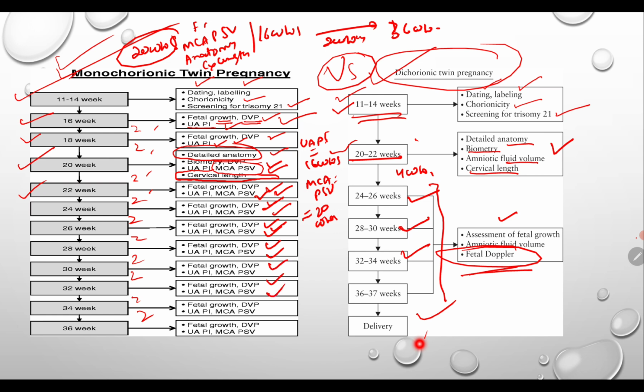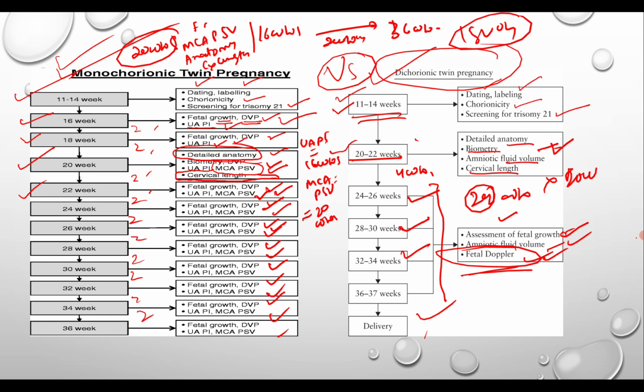But in DCDA, dichorionic twins, you need not do fetal Dopplers every time; it is every 4 weekly. Not at 20 weeks; the fetal Doppler is started from 24 weeks onwards, then 28 weeks, 32 weeks, 36 weeks, till delivery, and you assess fetal growth and amniotic fluid. The umbilical artery PI is not mentioned here as per the ISUOG guideline. So these are the follow-ups for monochorionic versus dichorionic twin pregnancy.